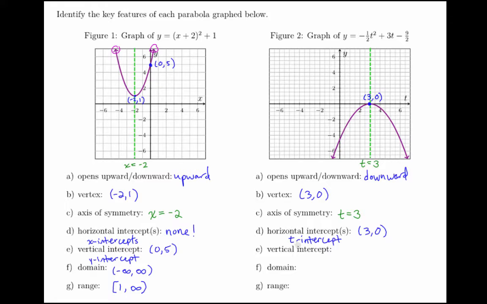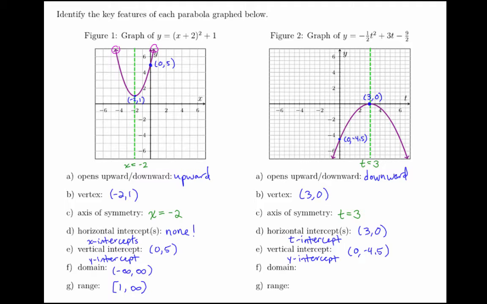Our vertical intercept is going to be where we cross that vertical axis, and again here this is our y-intercept. And looking at where that hits, I can see halfway between -4 and -5, so that's the point 0, -4.5. So our vertical intercept or our y-intercept here is 0, -4.5.